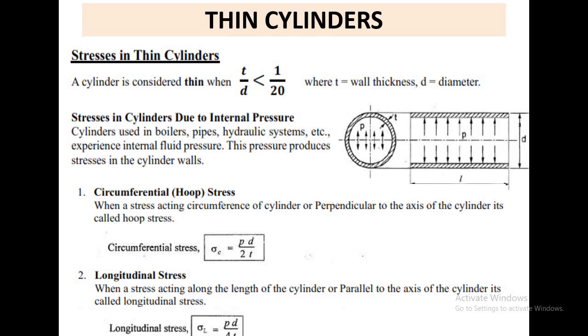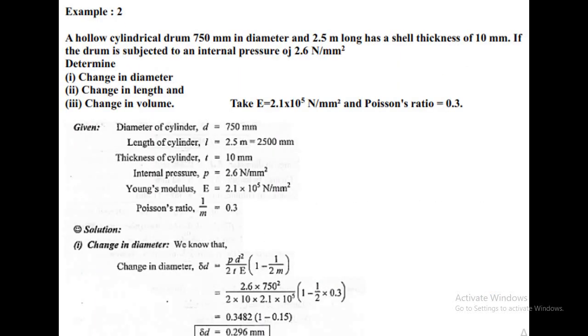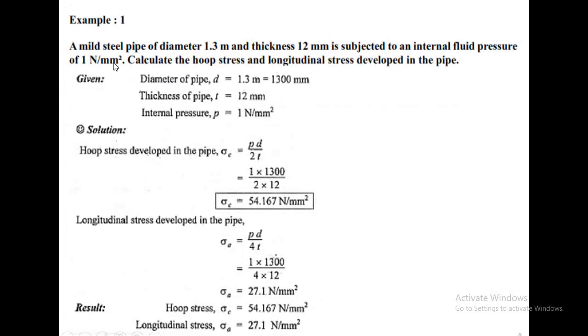Here we are finding two kinds of stresses. One is circumferential stress, another one is longitudinal stress. The formula for circumferential stress is PD by 2t and for longitudinal stress is PD by 4t. And coming to the example problem, this is a sample problem for finding the hoop stress and longitudinal stress.